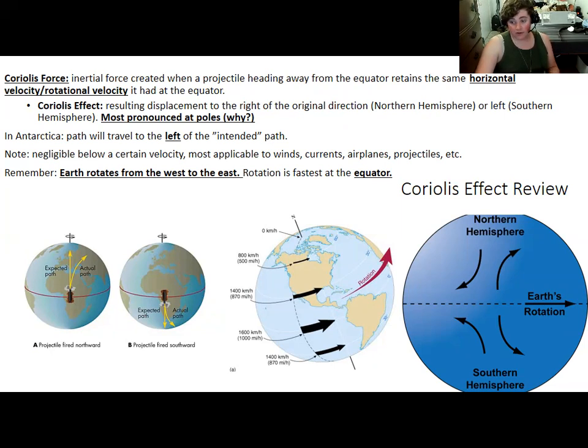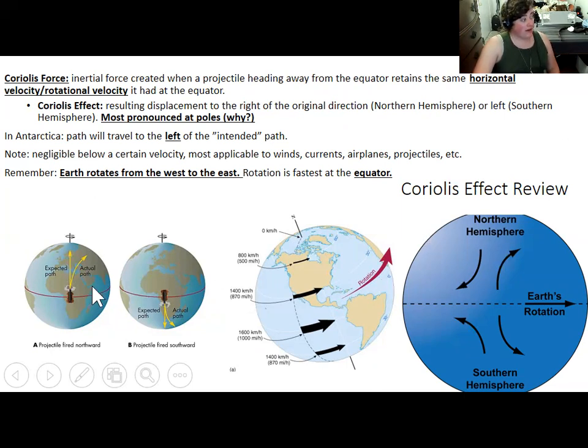For example, if you fly towards the North Pole from the equator, you will be deflected to the east. And that is to your right. You're in the Northern Hemisphere as you're doing this, as you are shooting a projectile from the equator towards the North Pole.